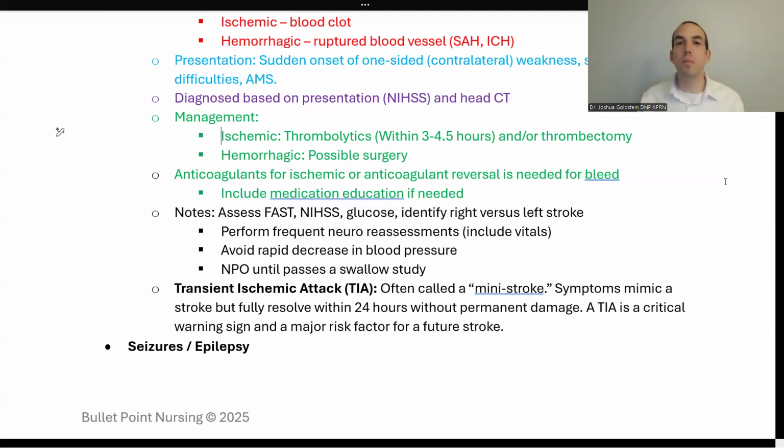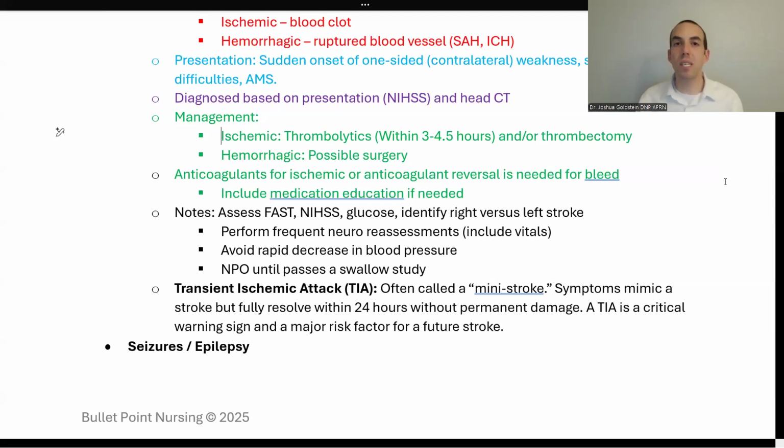Now let's go through a few of the most commonly tested points with stroke. First of all, know what your FAST exam is. That stands for face, arm, speech, and time. Face meaning check for facial droop, arm check for arm droop or arm drift. S is check for speech, either difficulty speaking or slurred speech. And finally, T is know that time. NIHSS, we just talked about that.